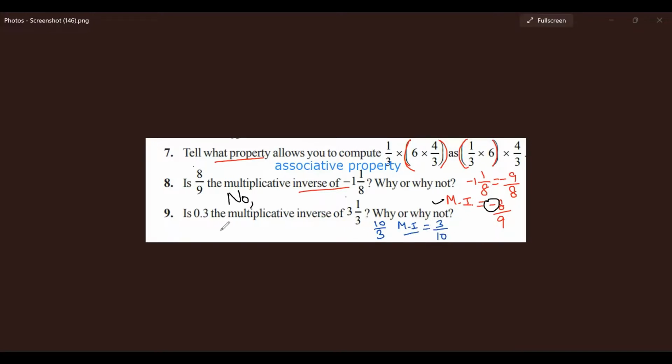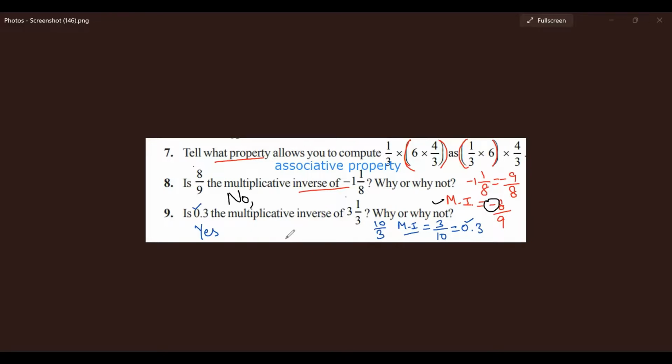So is 0.3 its multiplicative inverse? We write 3 upon 10 in decimal, so 3 upon 10 in decimal is 0.3. So is 0.3 its multiplicative inverse? Yes. So you will write yes, 0.3 is the multiplicative inverse of this. Why is it? Because when we take the reciprocal of it, we get the same answer. This would be the reason. I hope this part is clear. Let's move to the next part. Next question basically.